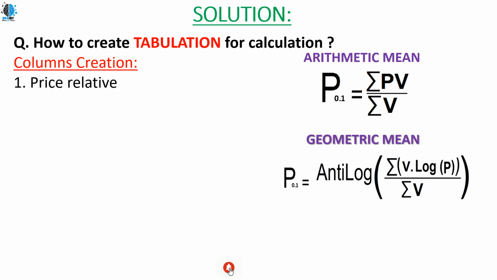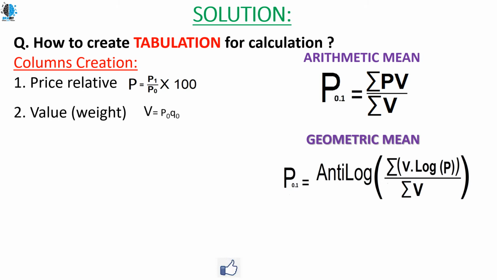So in this, we have to create the columns. How to create the columns? First we need to calculate the price relative. Price relative is given by the formula P equals P1 by P0 into 100. Next we need to find the weights V. What is the V formula? V equals P0 Q0. As you can see in the formula of arithmetic mean, we need the summation of V, so I am going to calculate the summation of V. Next I have to multiply P and V, price relative and the weights, and find the summation of PV. By this our arithmetic mean is completed.